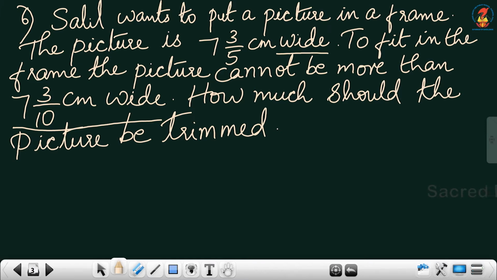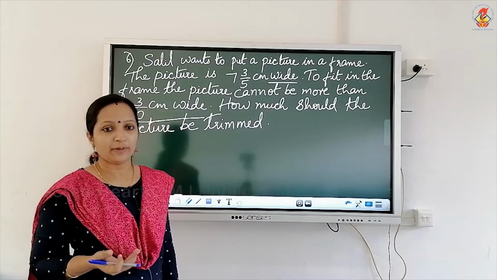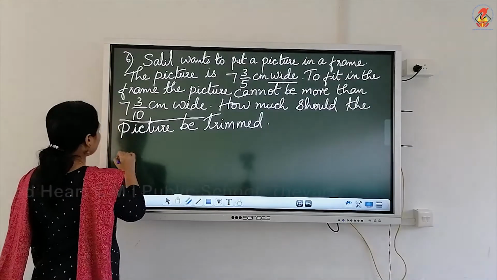So, what is given in the question? Width of the picture is given there and width of the frame is given there. We have to put that picture inside that frame. So, the width of the picture should not be more than the width of the frame, is it? So, what do we have to write first?